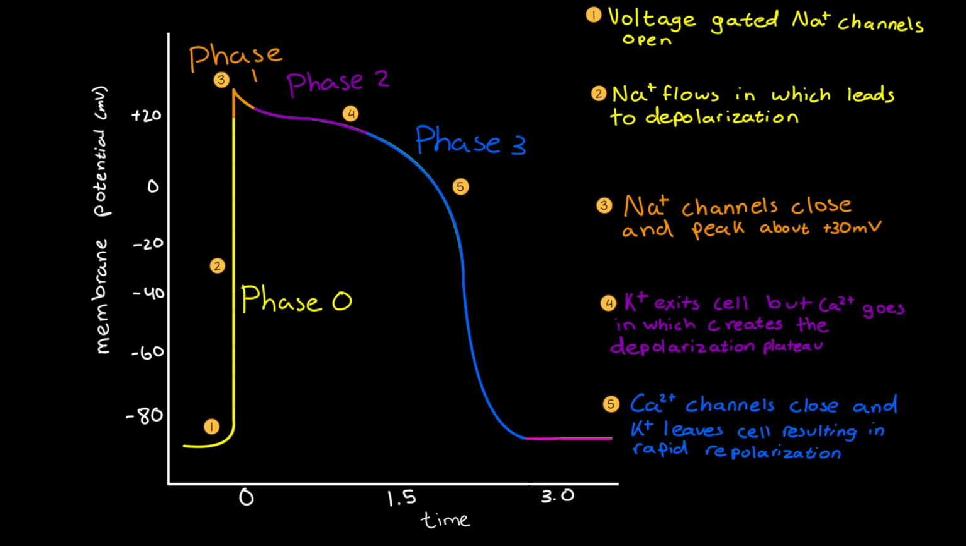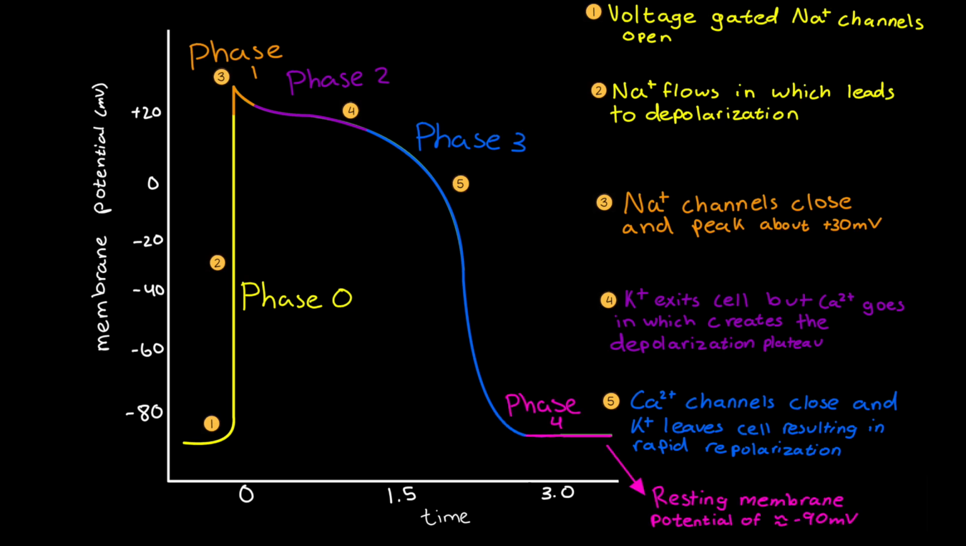The next phase is phase 3, in which we see a rapid repolarization of the cardiac muscle cell due to the calcium channels closing, which results in a more negative membrane potential. Now, the final phase is phase 4, in which cardiac muscle cells return to resting membrane potential of about negative 90 millivolts.